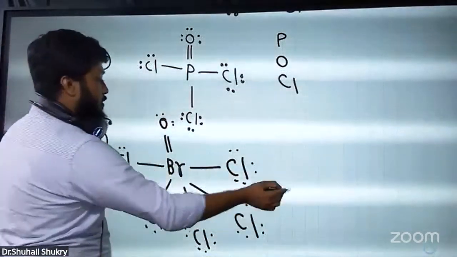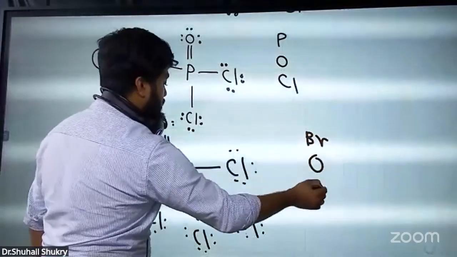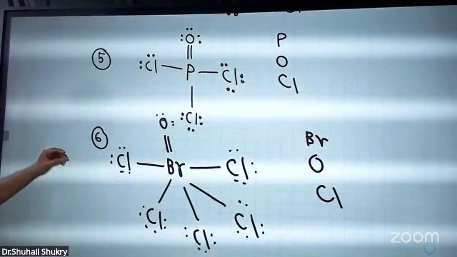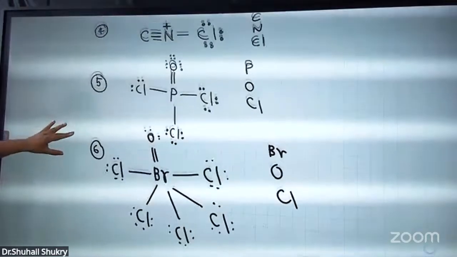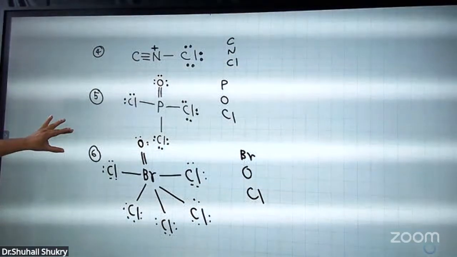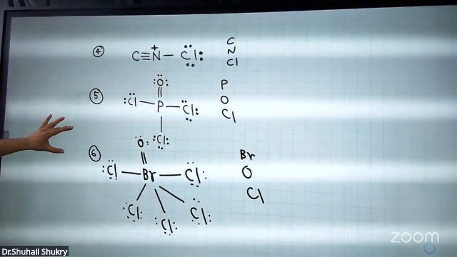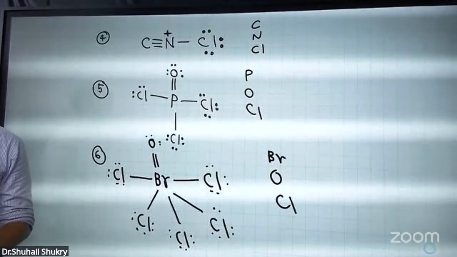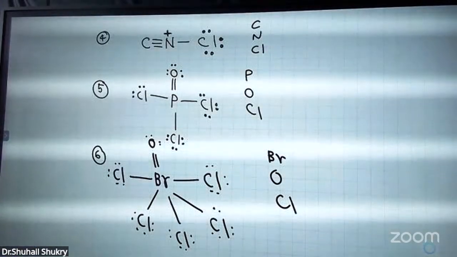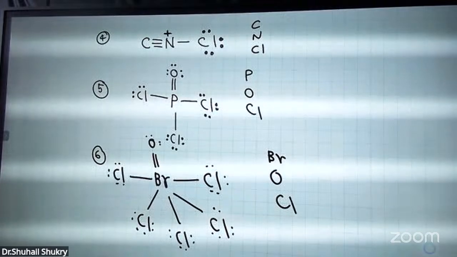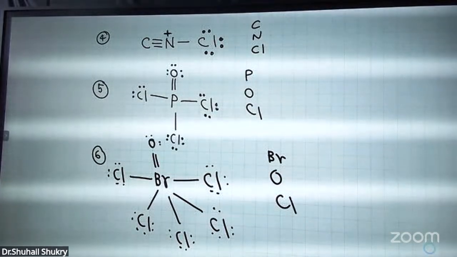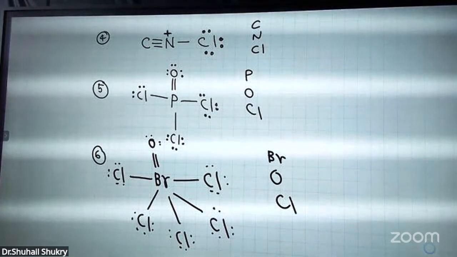Here, just write bromine, oxygen, chlorine. Just do these three things to check your knowledge. How many students didn't get the notes? Only three, no? Right.